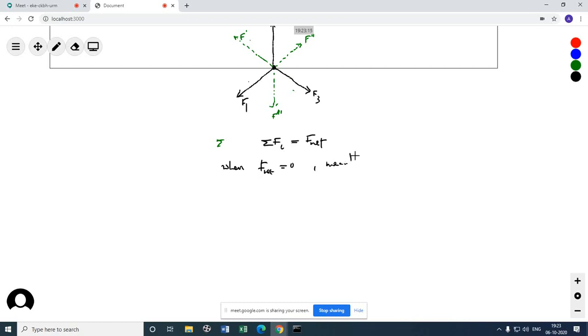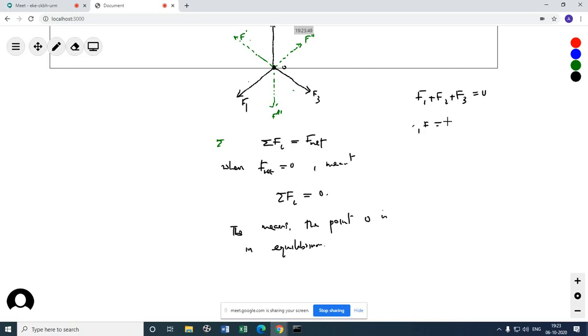What does this mean? Sum of Fi is equal to 0, which means the point O is in equilibrium. Clear? Understand? So for this case we can write F1 plus F2 plus F3 equals 0. Or we can write F1 is equal to minus of F2 plus F3.